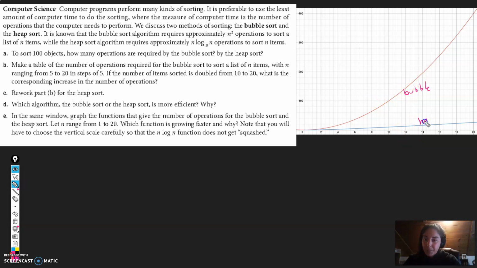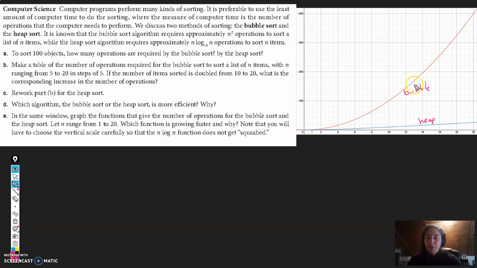The blue line is heap. So bubble takes off, about right here. From 1 to 20, heap stays relatively low. Look, heap doesn't even get up to 100 at all, where bubble takes off to up to 400 by the time we get to 20.